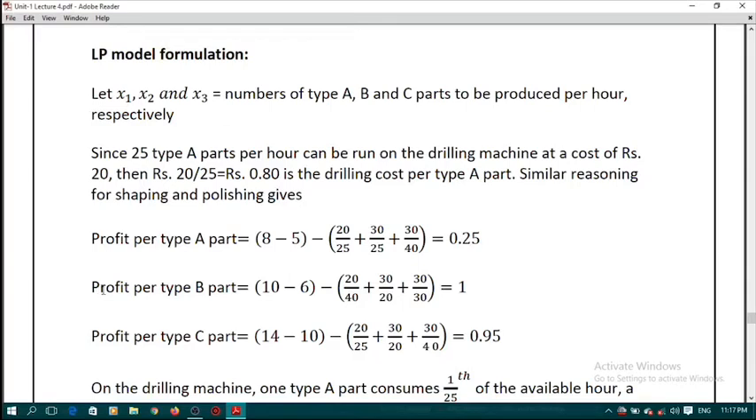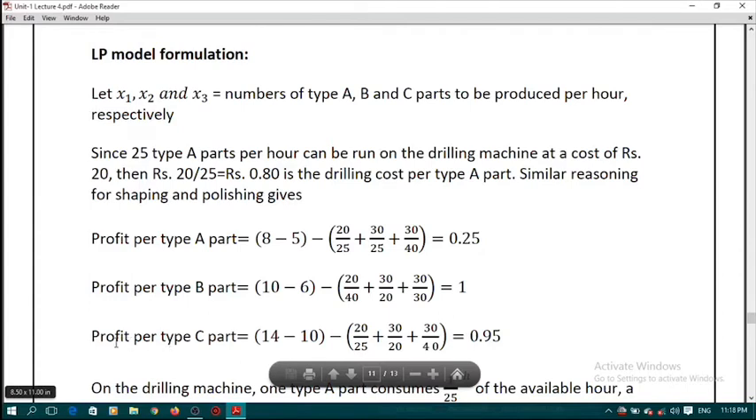Same for part B. Profit per type B part equals 10 rupees as the selling price, minus 6 rupees as the casting price, minus the processing costs. There are 20 rupees total for drilling, and we are drilling 40 units of type B. Same for shaping, the total cost of shaping is 30 rupees per hour, and we are shaping 20 units of part B, and here we have 30 rupees for polishing, and we are polishing 30 units of part B. So after simplification we have the final answer: profit per type B part equals 1.